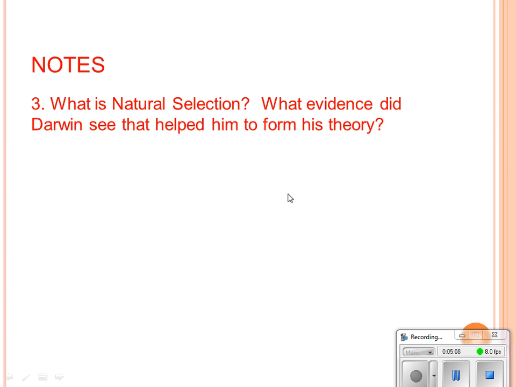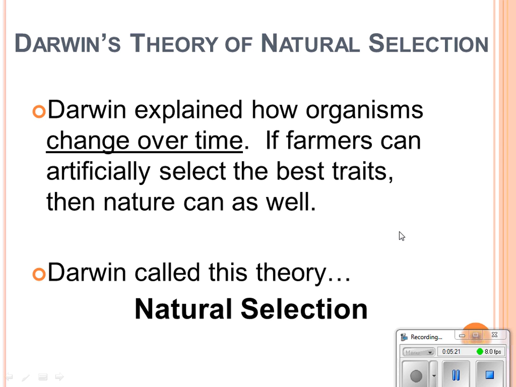So looking at the third question of this introduction to evolution, what is natural selection? That word has come up in the last two slides. And what evidence did Darwin see that helped him form this theory? Darwin's theory of natural selection, or evolution, explained how organisms change over time.